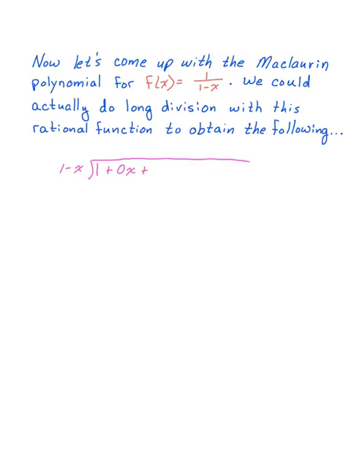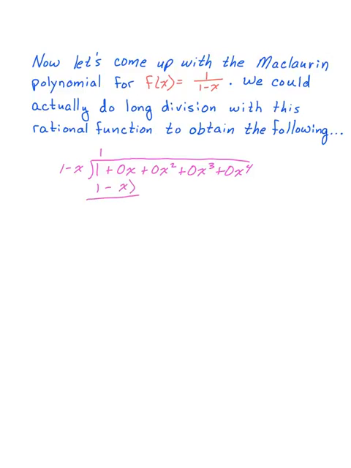0x for a placeholder, 0x squared, 0x cubed, and so on. We don't need to do all the division to find the pattern here. We're going to see it pretty quickly. And so the long division, what you're trying to do is figure out 1 multiplied by what will give us this first term, and that will be a 1. And then you multiply that 1 by the 1 minus x, giving us 1 minus x.